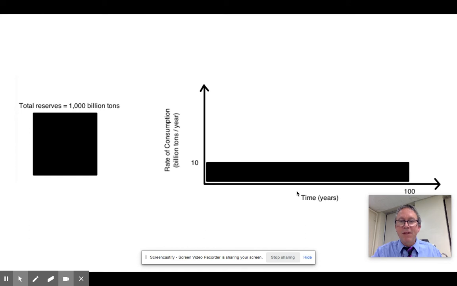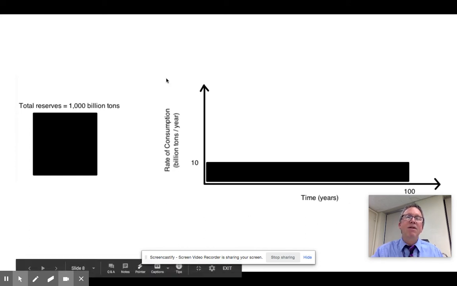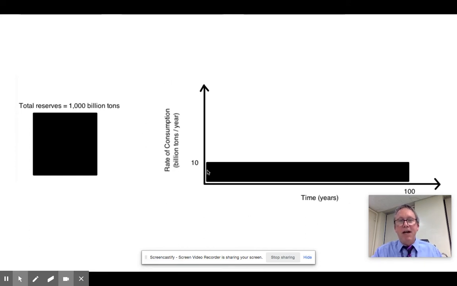So if I make a graph, if this is the time and this is the rate of consumption, I have a fixed area, like an integral. Okay. So this area here is the total amount that's available. And right now, if you have 1,000 billion tons and you're using it up at 10 billion tons a year, you're going to run out of it in 100 years. Okay.